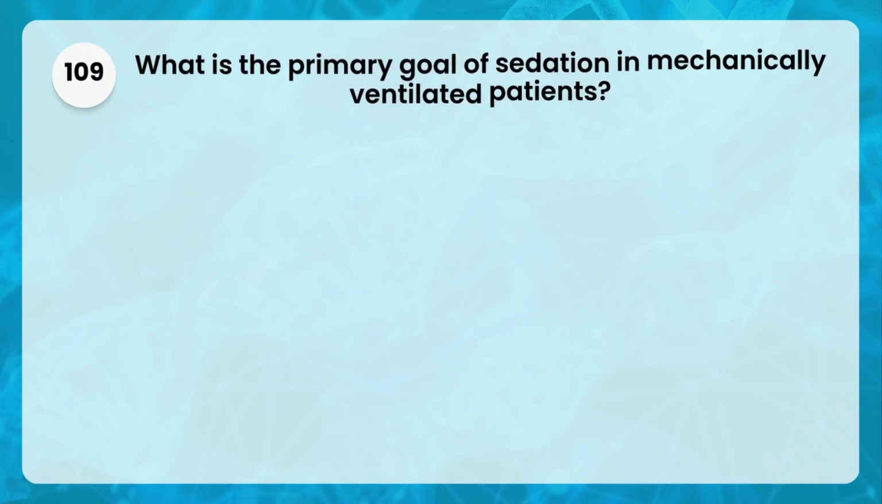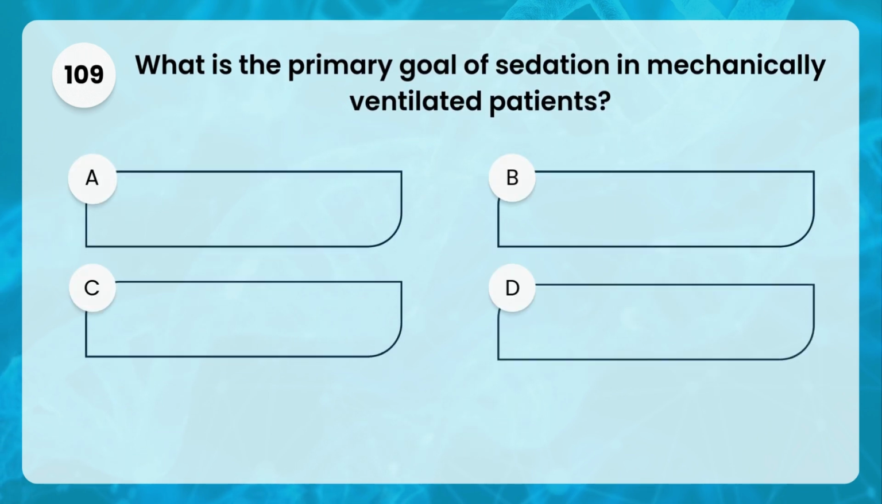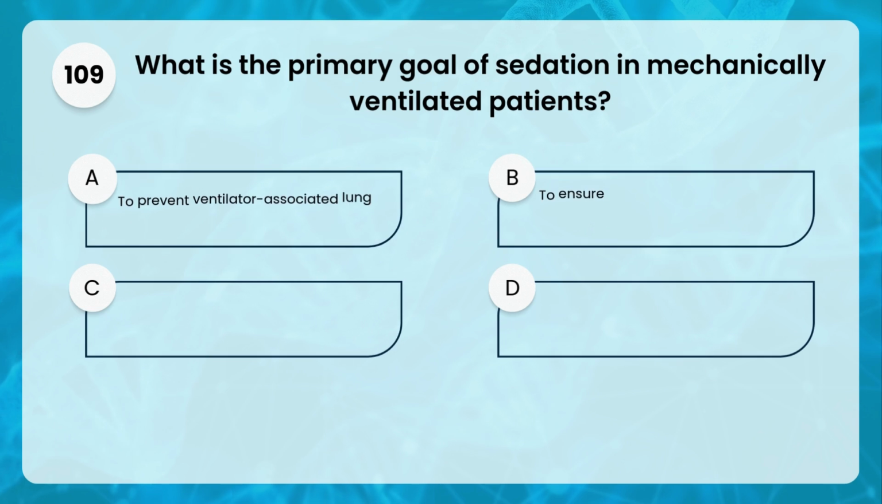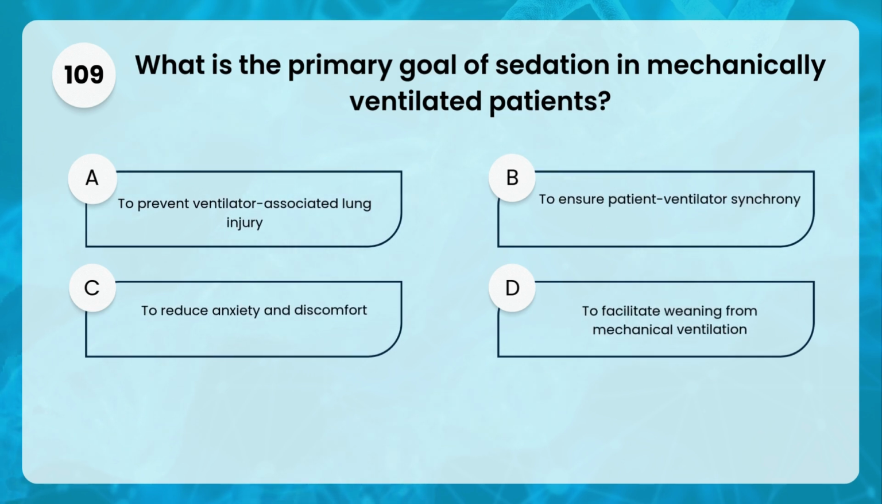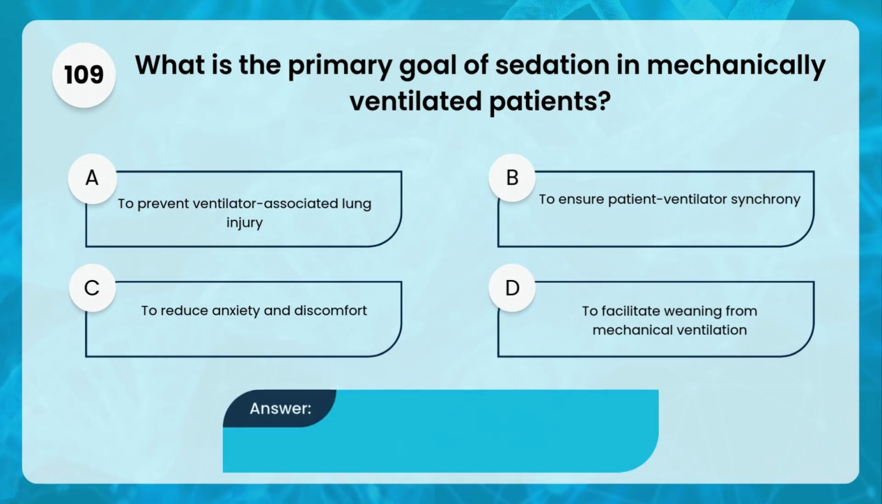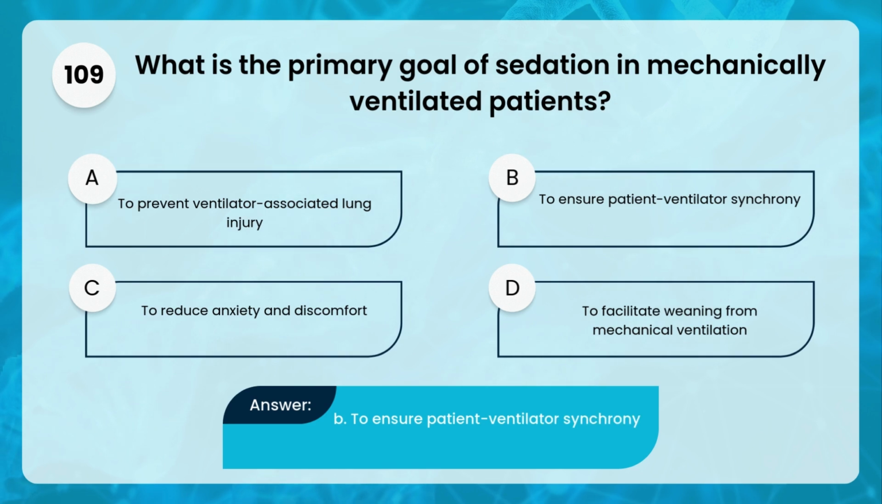109. What is the primary goal of sedation in mechanically ventilated patients? A. To prevent ventilator-associated lung injury. B. To ensure patient ventilator synchrony. C. To reduce anxiety and discomfort. D. To facilitate weaning from mechanical ventilation. The answer is B. To ensure patient ventilator synchrony.